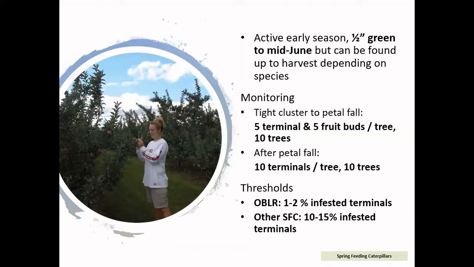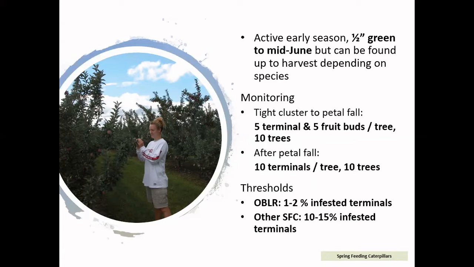As I mentioned, these spring feeding caterpillars are active very early in the season, so you can start to see their activity at about half-inch green, and this will carry on until about mid-June, but depending on the species, they can continue on until harvest as well, and I'll talk about oblique-banded leaf roller in particular. In terms of monitoring, it really depends on the time of the year.